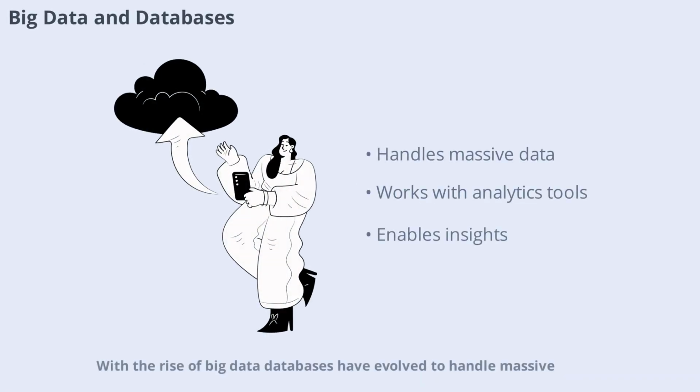With the rise of big data, databases have evolved to handle massive amounts of information from various sources. Technologies like Hadoop and Spark work alongside databases to process and analyze data at scale. This allows organizations to gain insights, make predictions, and improve decision-making based on large datasets.